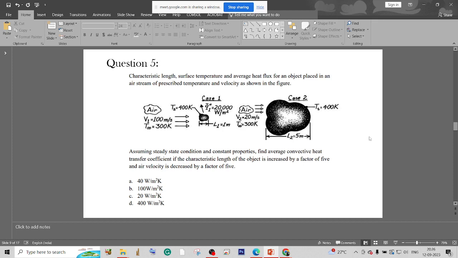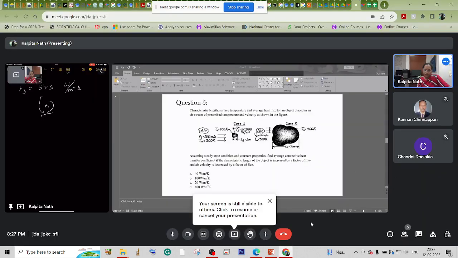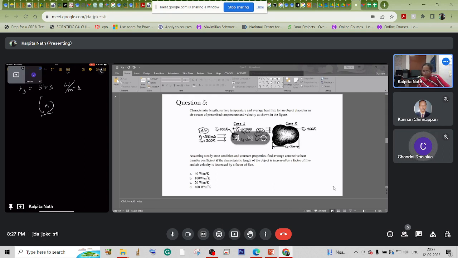So you can solve it, right? Yes, do that. I'm giving you some time to solve it. So H1 we are getting 200. H1 is 20,000 divided by 400 minus 300, that is 100, so 200. Then you solve for H2. Just find out the ratio, how H1 and H2 are related. Then you can easily calculate H2.